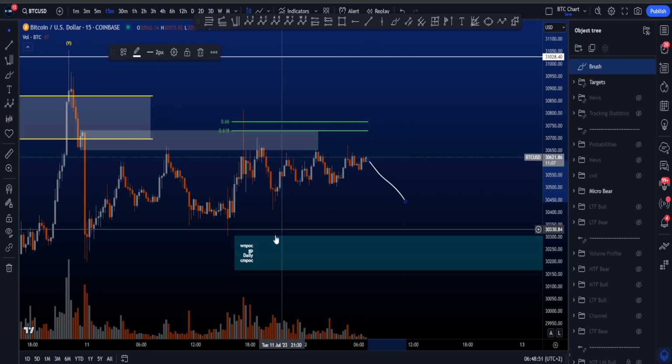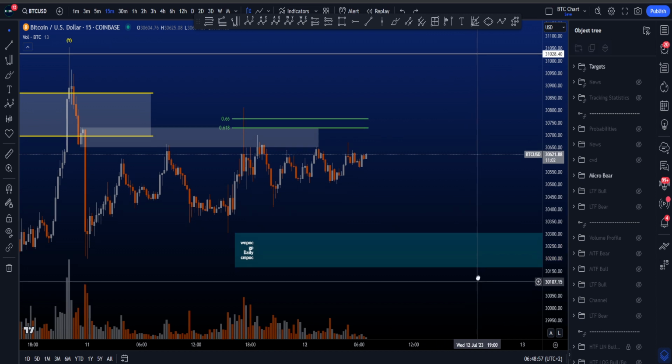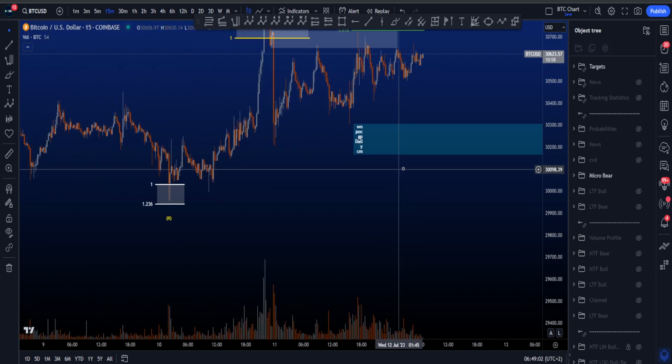We do have a support area below price at the moment, which is sitting between 30.1k and 30.3k. So that is quite interesting for potentially a bounce, or if this one gets broken, I would be looking for the lower levels.